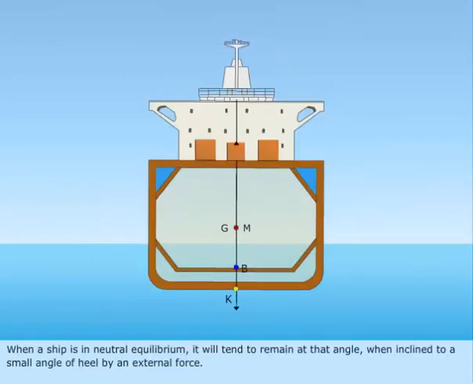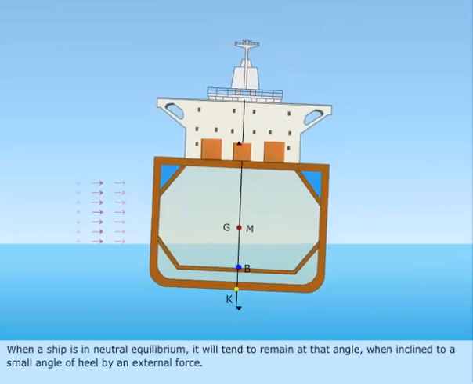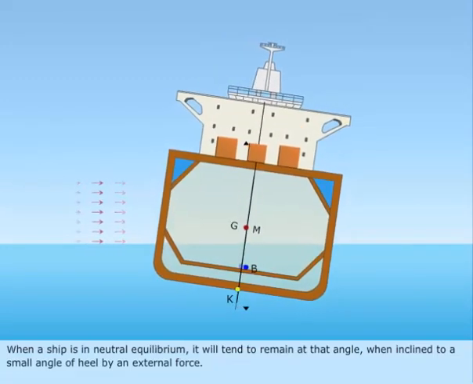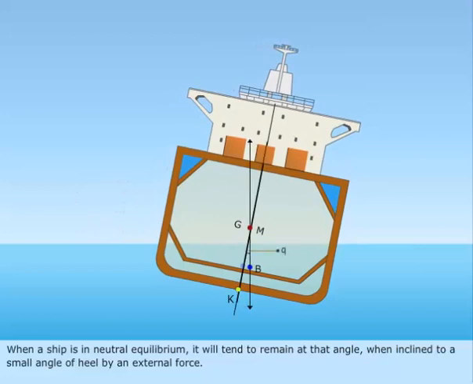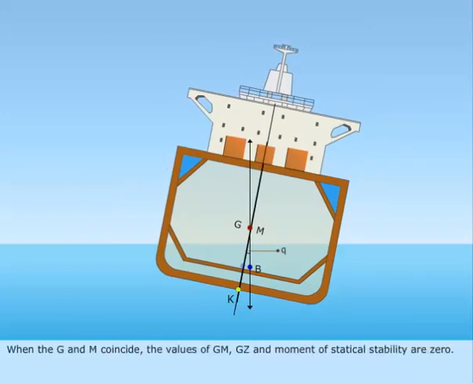When a ship is in neutral equilibrium, it will tend to remain at that angle when inclined to a small angle of heel by an external force. When the G and M coincide, the values of GM, GZ, and moment of statical stability are zero.